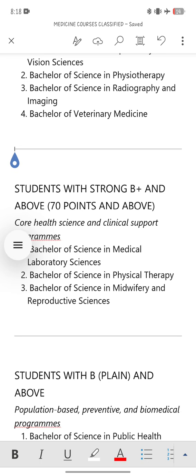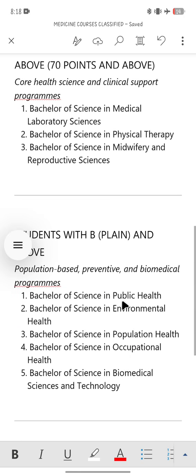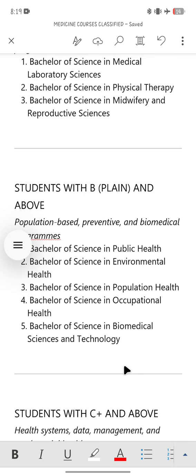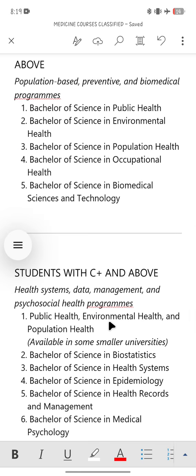You can look at other best courses under those fields if medicine does not fit your grades. We have students with B plain and above. Students with B plain and above can pursue Bachelor of Science in Public Health, Bachelor of Science in Environmental Health, Bachelor of Science in Population Health, Bachelor of Science in Occupational Health, and then Bachelor of Science in Biomedical Sciences and Technology.